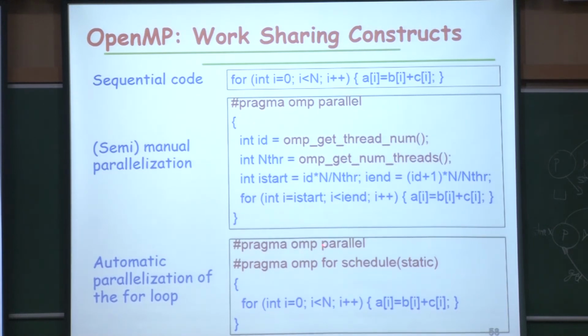This pragma says it has to be run in parallel. This pragma says that this is a for loop which you have to split. You have to do a domain decomposition, and the domain decomposition that you do here is a static block, block of rows, block of elements, block of columns, whatever it is, static block. Of course, this is an optional parameter.